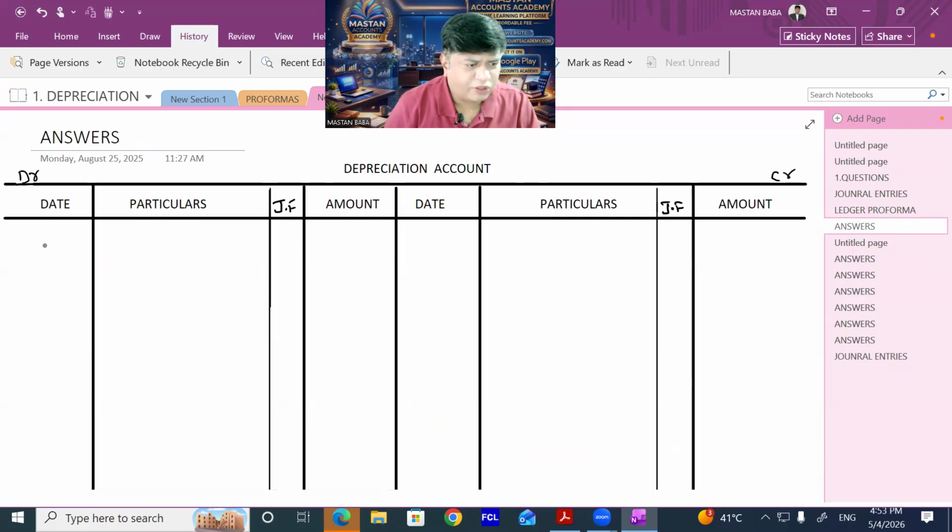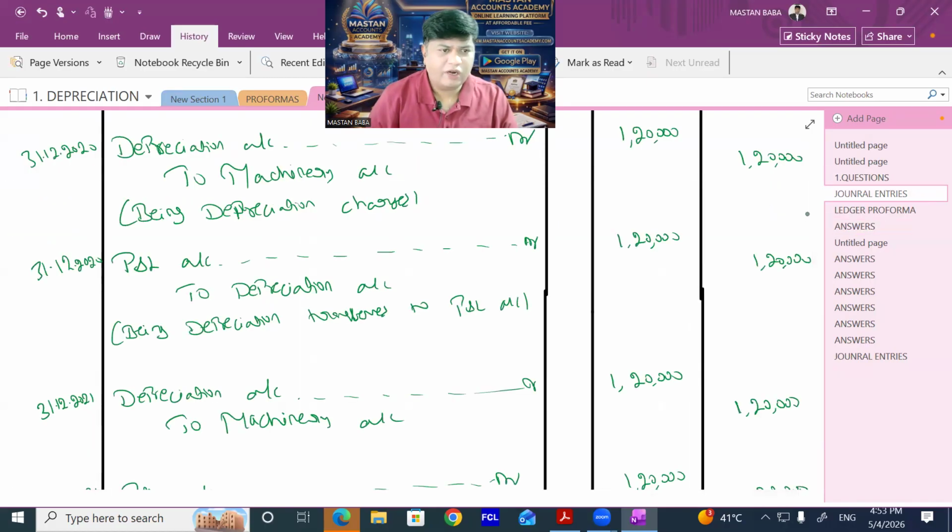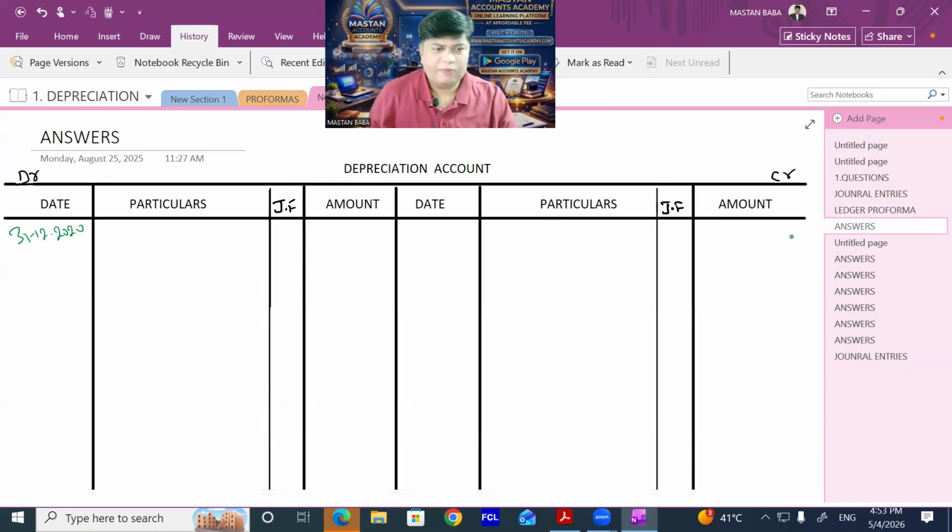To post the entry, 31/12/2020. Let's sync the entry. What is the entry we wrote? Depreciation account debtor to machinery account. So in the depreciation account, let's go and write: to machinery.